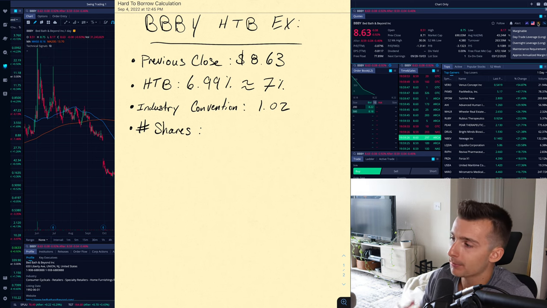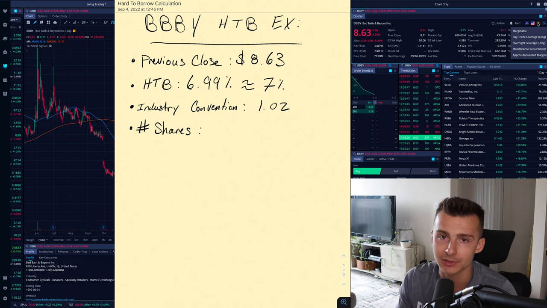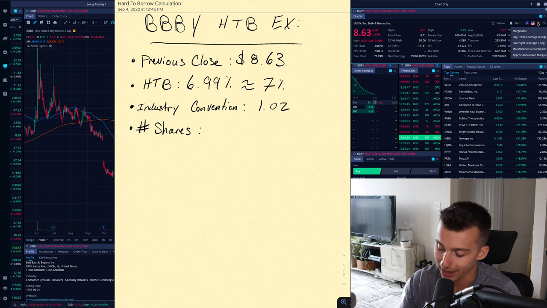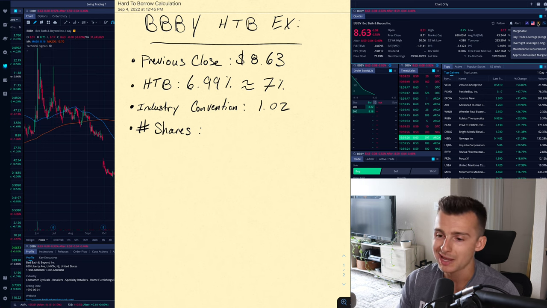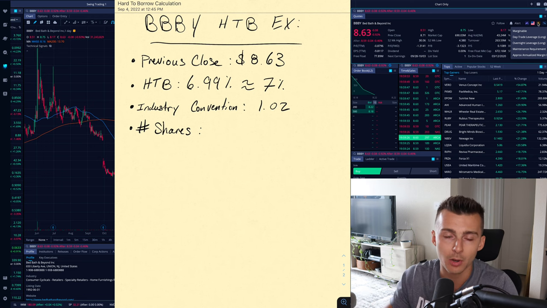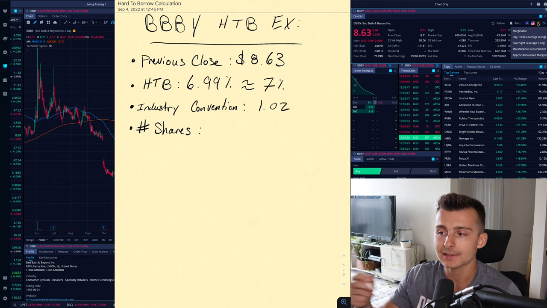The industry convention is 1.02. Not a huge deal, but what this really means is it's a percentage that's set essentially by different lending market participants, and this number can change. So as of right now, it's 1.02. It shouldn't fluctuate too much, but that's the industry convention that is part of this calculation. Then last but not least, the number of shares.